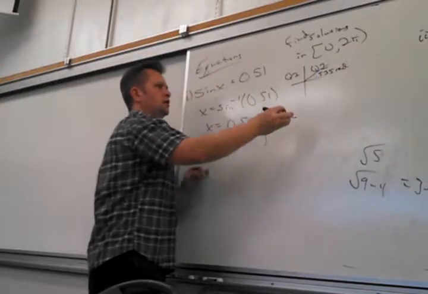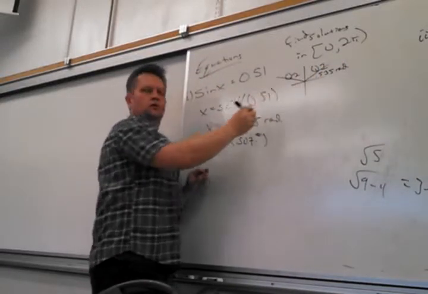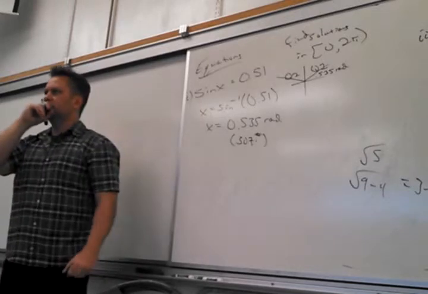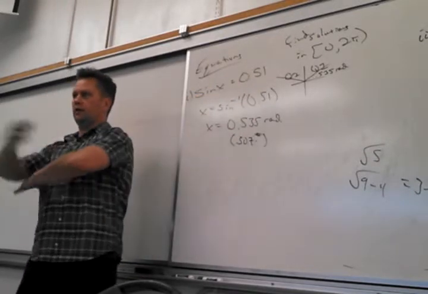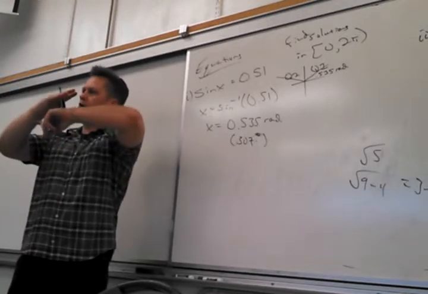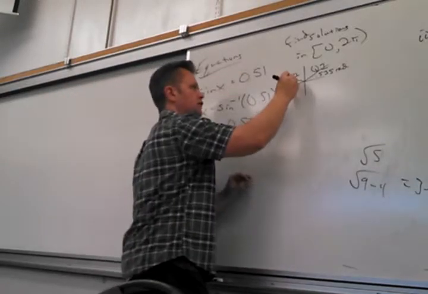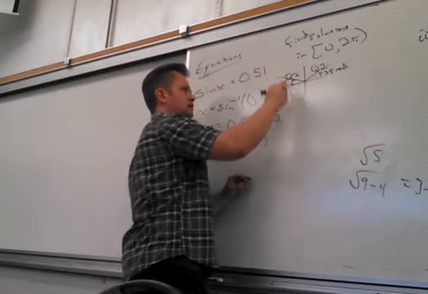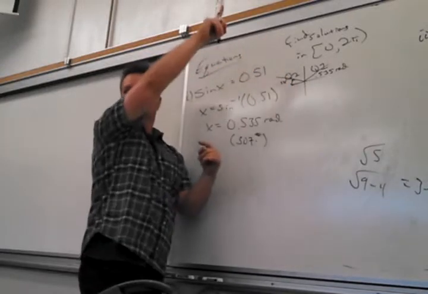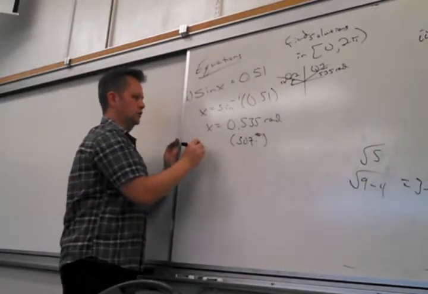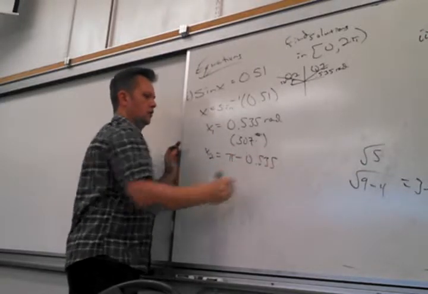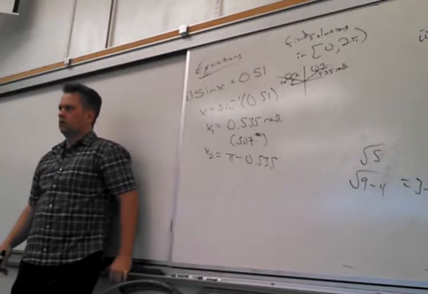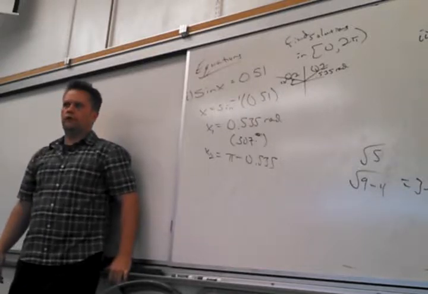The other answer is going to be, where's 0.535 factor into the other answer? It's going to be the reference angle, right? So this reference angle is 0.535. It's that much behind pi, right? So the other answer is going to be pi minus 0.535. Let me let you guys absorb that for a minute.